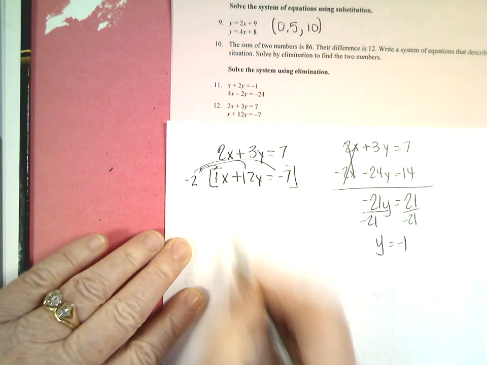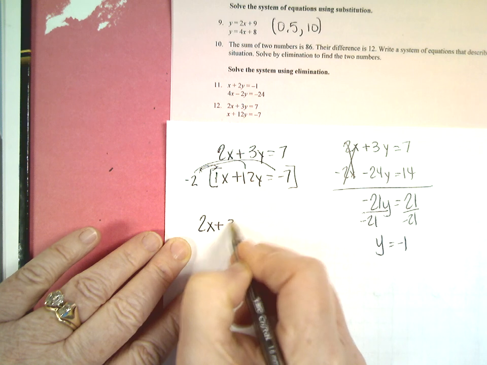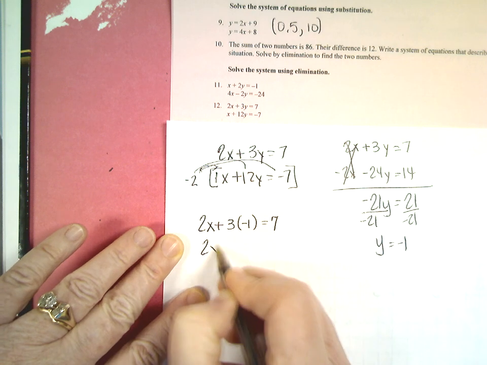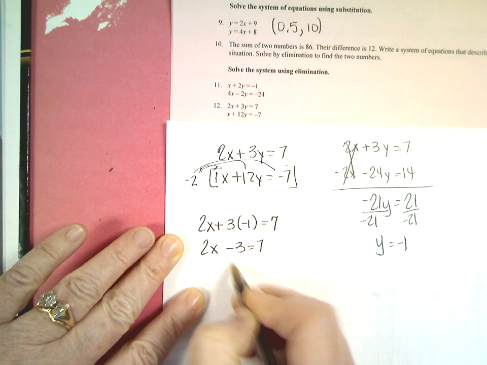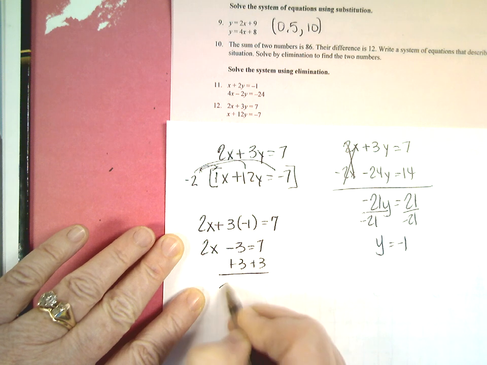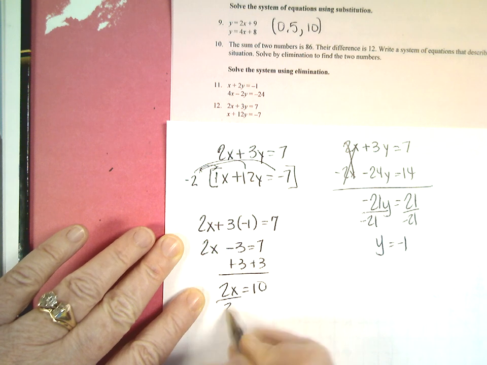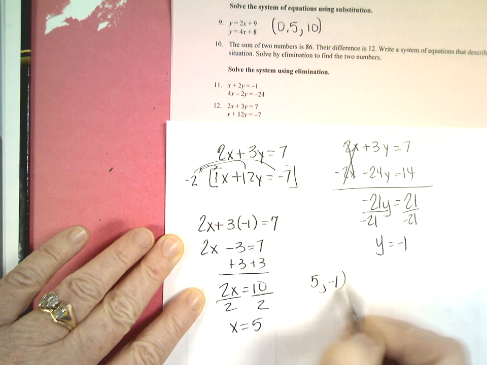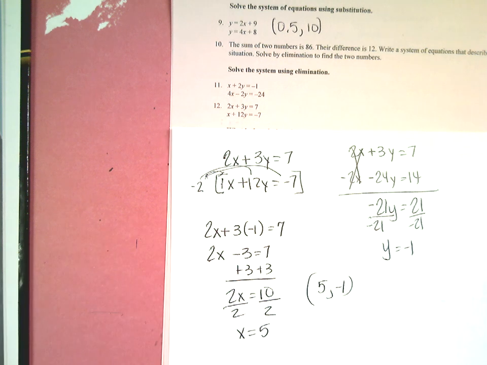So I'm going to plug in 2x plus 3 times negative 1 is 7. 2x minus 3 is 7. Add 3 to both sides. 2x is 10. Divide. X is 5. So 5, negative 1 is my answer for number 12.